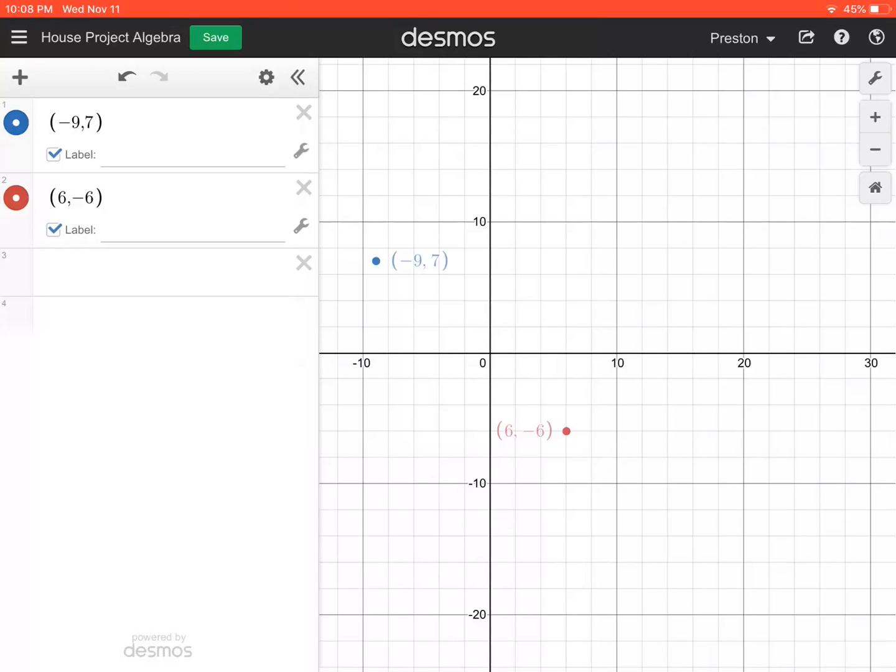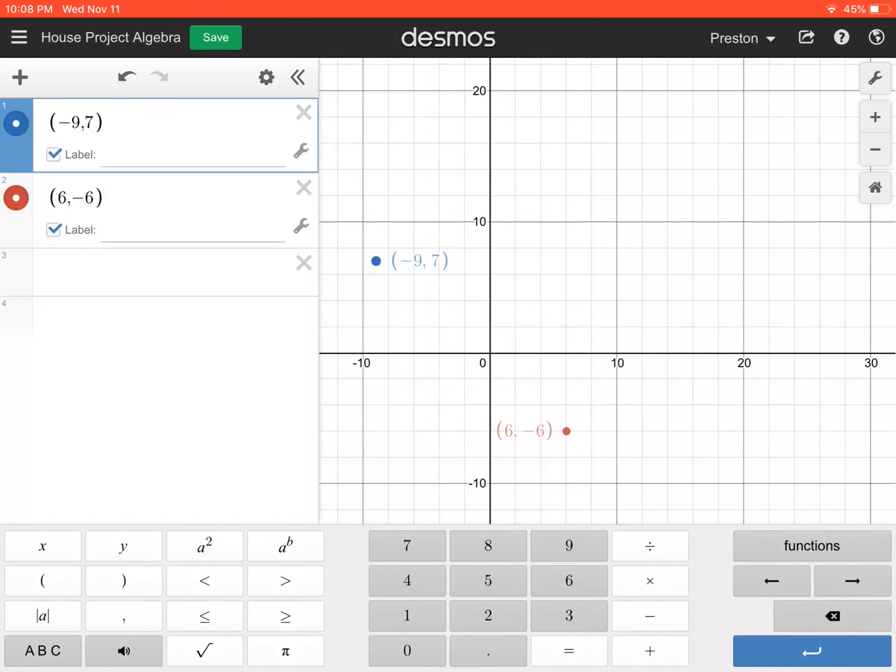Hey guys, so here's a quick tutorial on how to start your house project. I just chose two random points here, (-9, 7) and (6, -6). If you hit the label button, it'll actually put the coordinates on the graph itself, which I think is kind of helpful. So first thing I need to do, this is going to be the bottom of your house. So I need to find the equation of the line that goes through those 2 points.